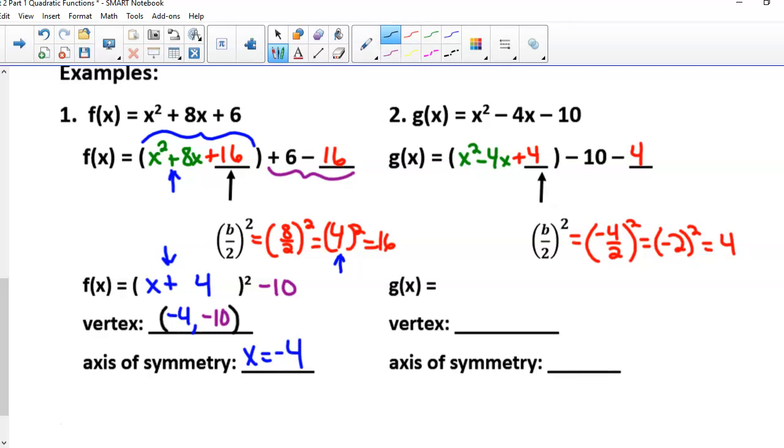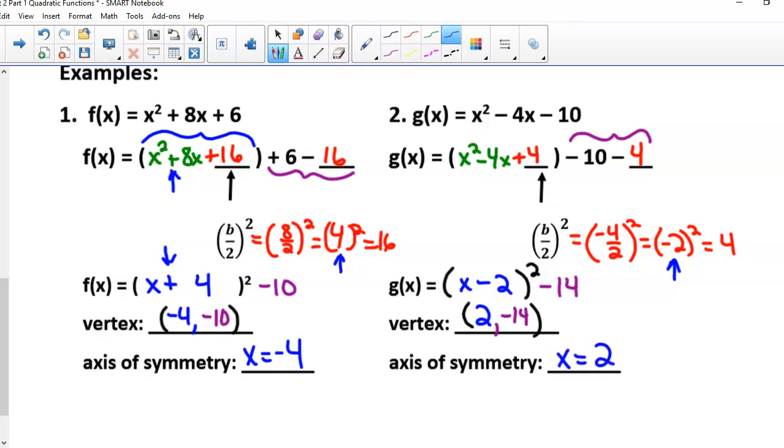Okay, so now we're going to rewrite our equation. So we know we have x, and then remember it's going to be that term that we were squaring, so minus 2. And then we're going to bring down our negative 14. And so now we can find our vertex. Remember that it's x minus h. Well, that's already in the form of x minus 2, so that's a positive 2. And then we bring down our negative 14. And then our axis of symmetry is x equals whatever that x value was for the vertex.